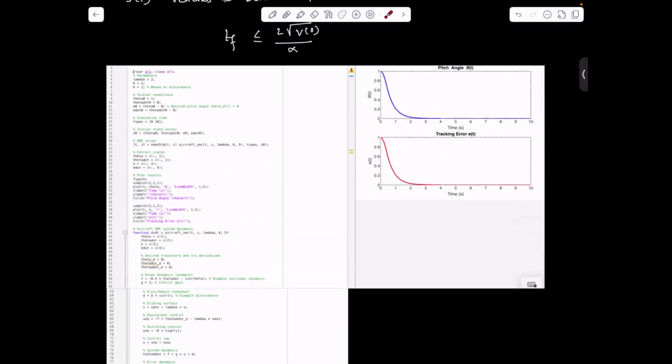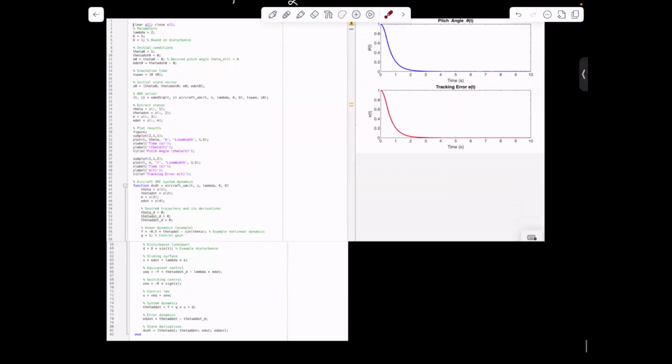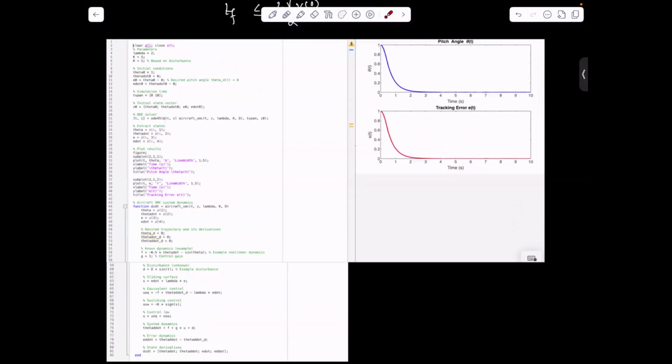If you notice here, we are getting very fine results for theta(t) and e(t). e(t) is going to 0 and theta(t) is also going to 0, because our desired objective is 0, 0. So this is how we can design the finite time sliding mode control for the nonlinear system. Let's stop it here.